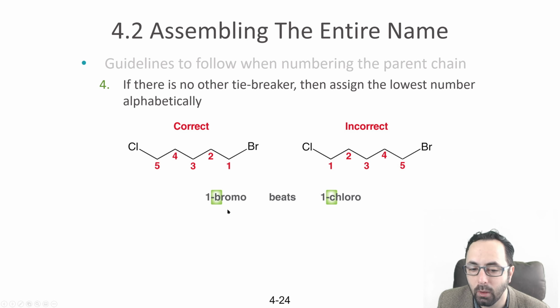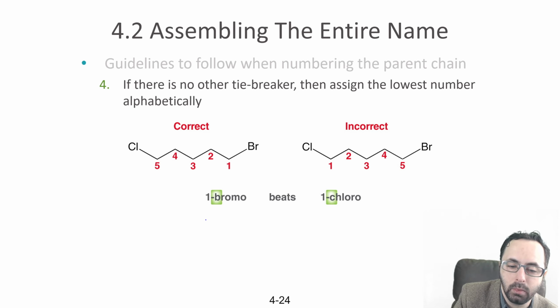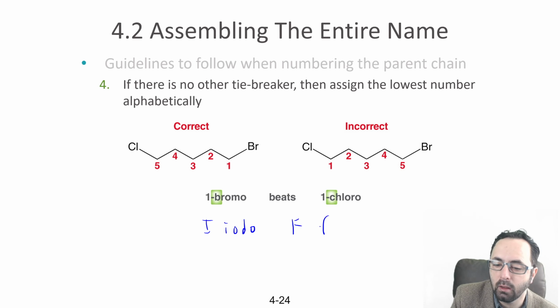name of the substituent. And so for halogens, what you're going to see here is for halides, their substituent names end with o. So we don't call this bromine as a substituent. Now we call it bromo. We don't call this chlorine, we call it chloro. And for iodine, it would be iodo. And for fluorine, it would be fluoro.